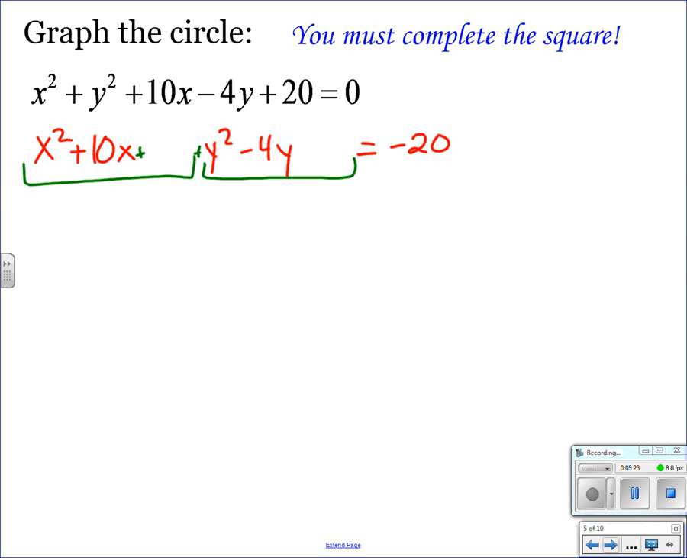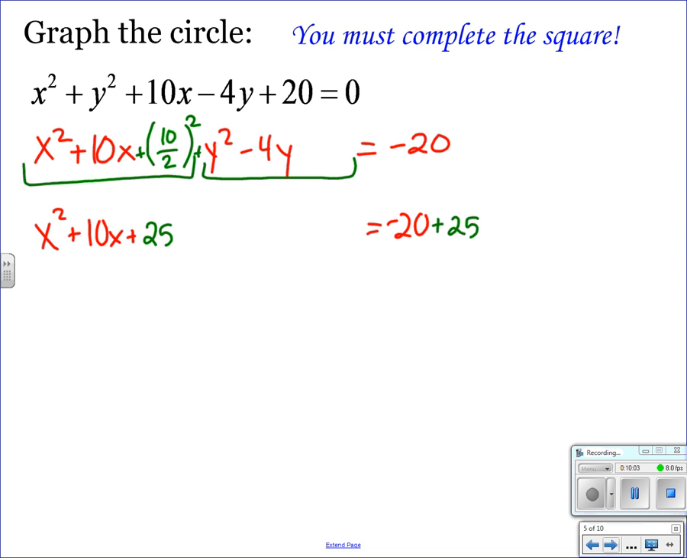To complete the square, you take the number in front of the x term, 10. You divide that by 2, and you square it. So simplifying that, 10 divided by 2 is 5, squared is 25. Remember, this is an equation. It has to stay equal. So what you do to one side, you have to do to the other. So I added 25 to the left side. I have to add 25 to the right side.